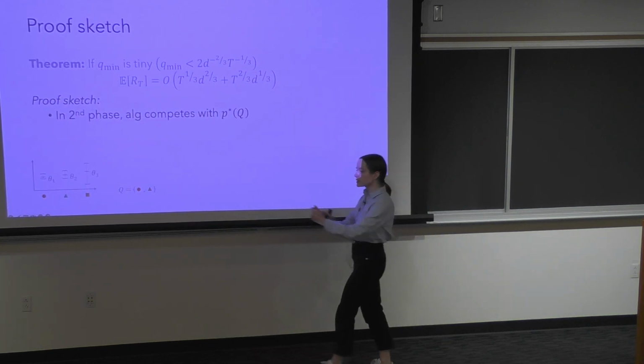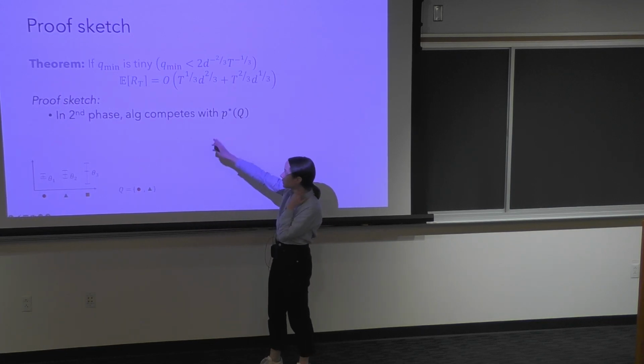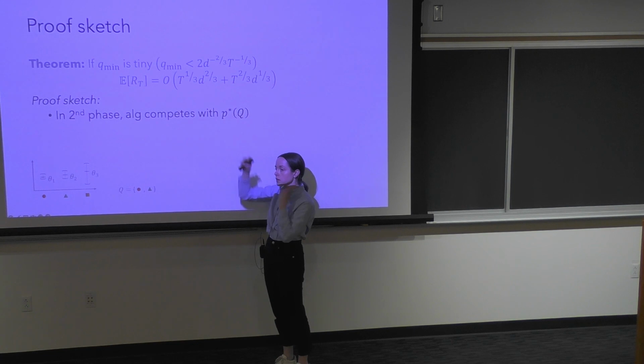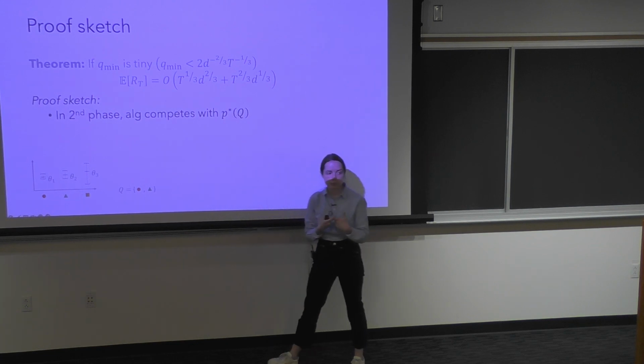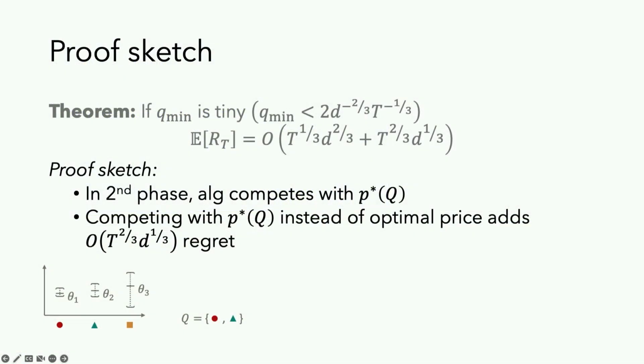Now in the second phase, the algorithm completely ignores these really rare types, and only tries to compete with the optimal price with respect to those frequent types, agents in Q. And competing with P star of Q instead of the actual optimal price adds some d to the 2/3, t to the 2/3, d to the 1/3 regret as well.